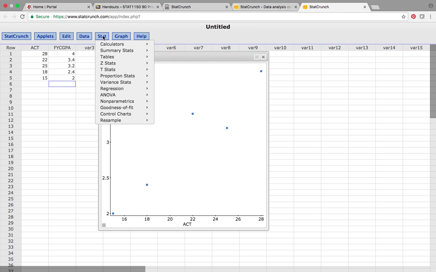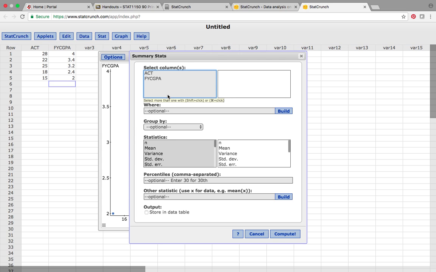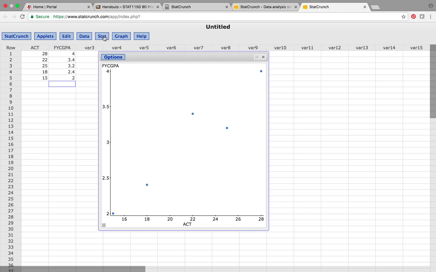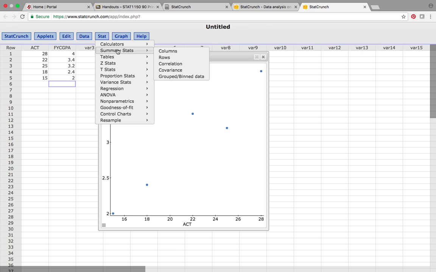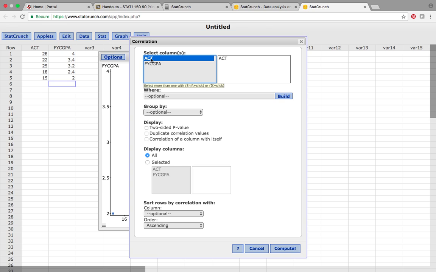Now I can get into more stuff. So I'm going to go to columns. Wait a minute. I don't think... yeah, I can't do that. I need to do something else. Let's go to correlation. ACT. First year GPA. I don't want to group. And let's go.